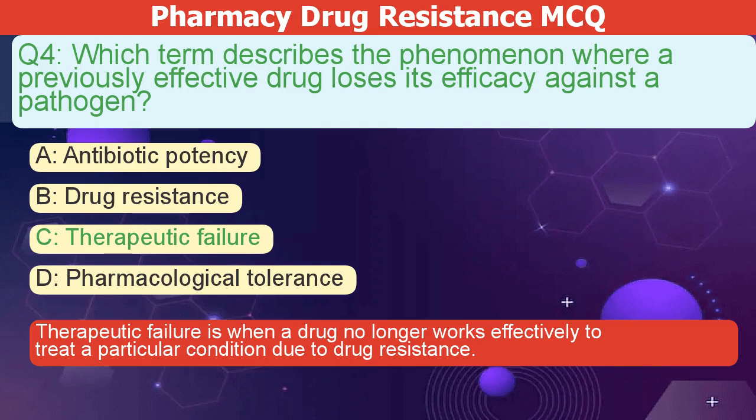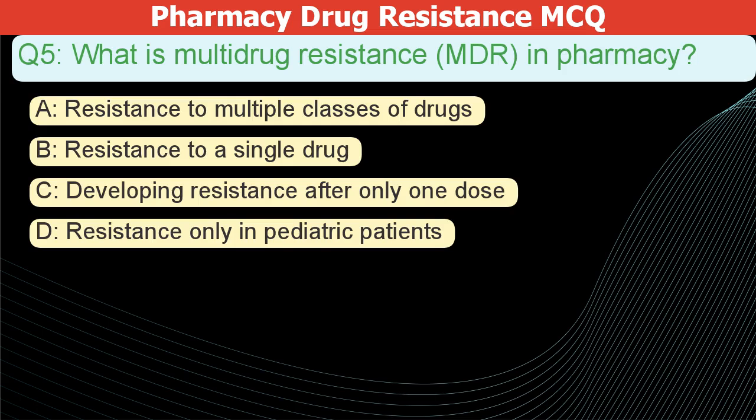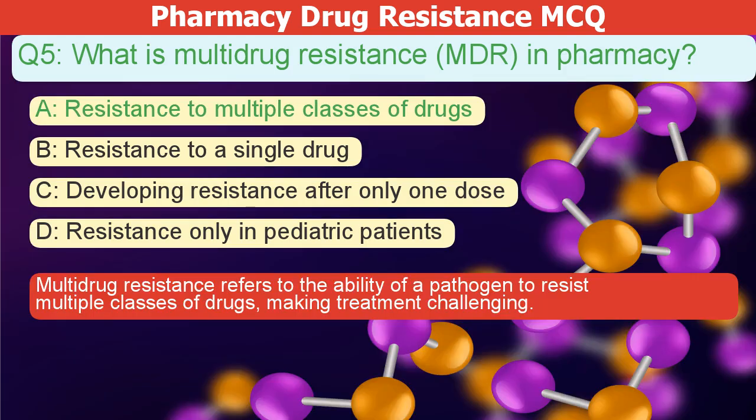Therapeutic failure is when a drug no longer works effectively to treat a particular condition due to drug resistance. What is multidrug resistance, or MDR, in pharmacy? A. Resistance to multiple classes of drugs. B. Resistance to a single drug. C. Developing resistance after only one dose. D. Resistance only in pediatric patients. The correct answer is A.